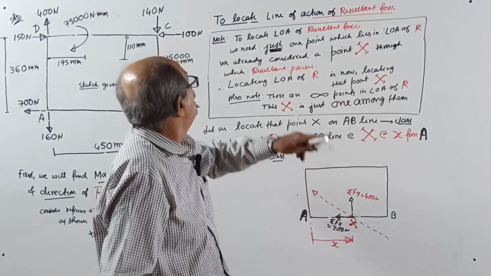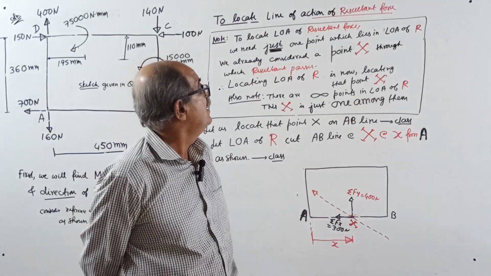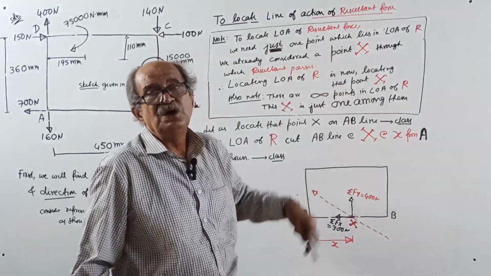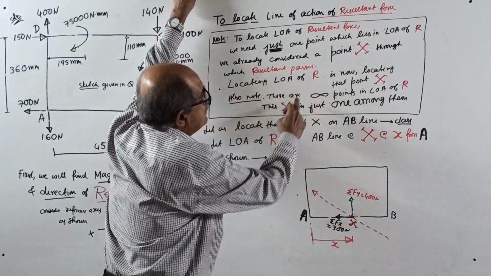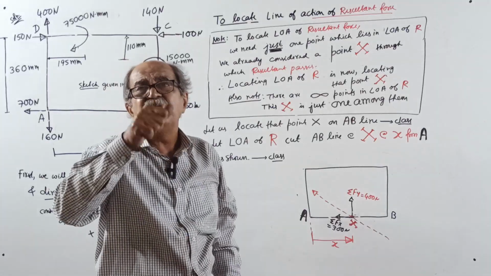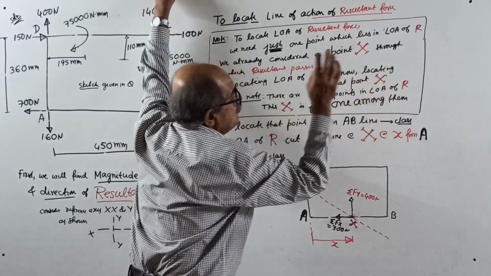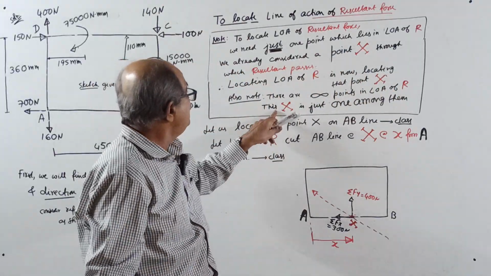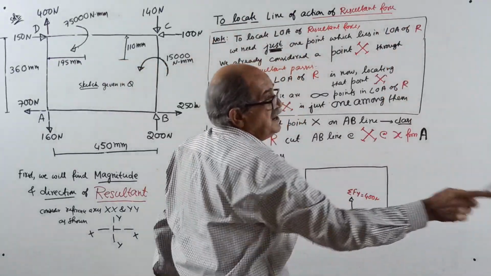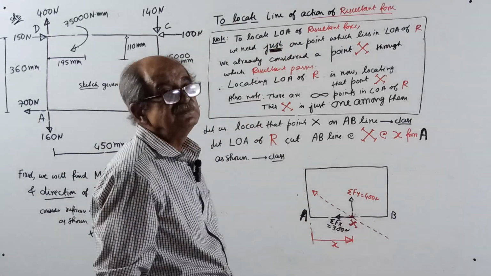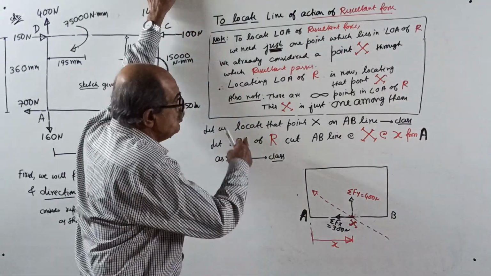Why? To locate the line of action, you require one point which lies in the line of action of the resultant. We already considered a point X through which the resultant passes. So now your procedure of locating the line of action of the resultant is actually locating that point X. Now note, there are infinite points in the line of action of the resultant. This X is just one among them. You have to write this in the procedure sheet and also in the problem. In the notes, I will write it at least 2 pages. Okay, over. Now, continue the question.